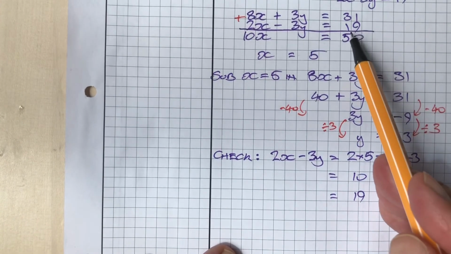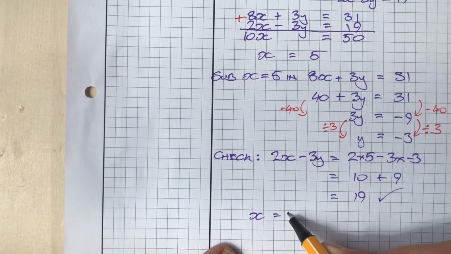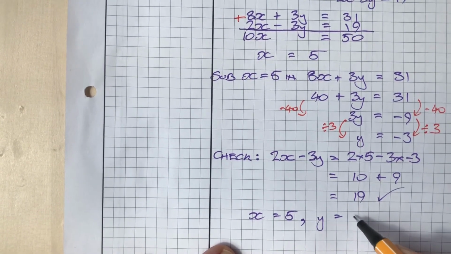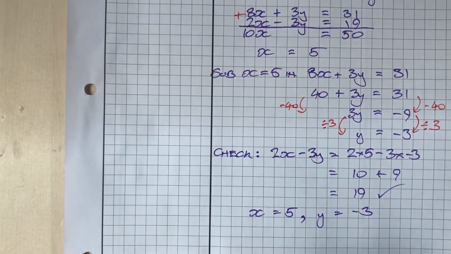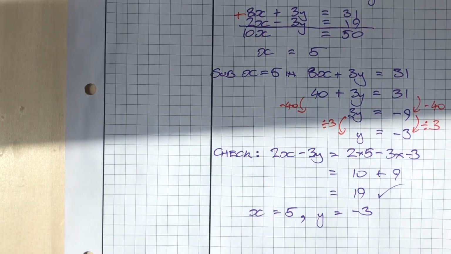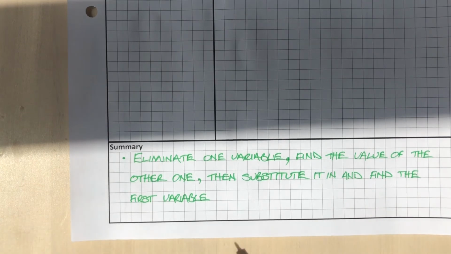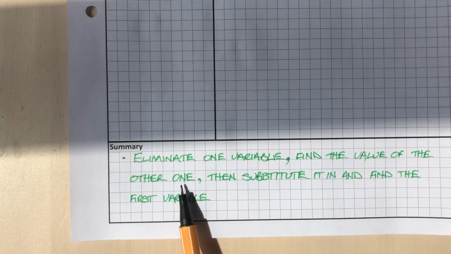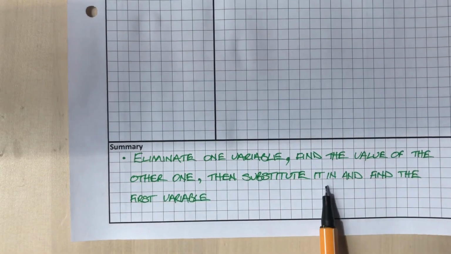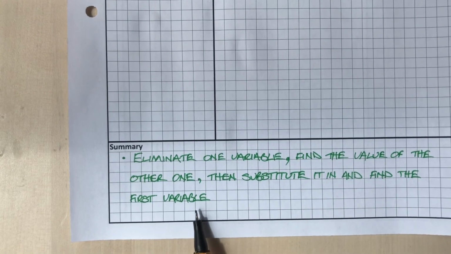That is what I was hoping it would be. So I am correct. X is equal to 5. Y is equal to negative 3. And it could well be that in the exam you have one or more negative answers. Right, so quick recap of what we've done. We get rid of one variable, find out what the other variable is worth. We then use that variable in one of the equations, and that will allow us to find out what the variable we got rid of was.